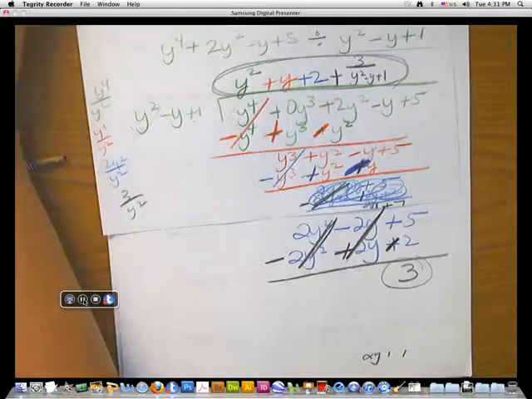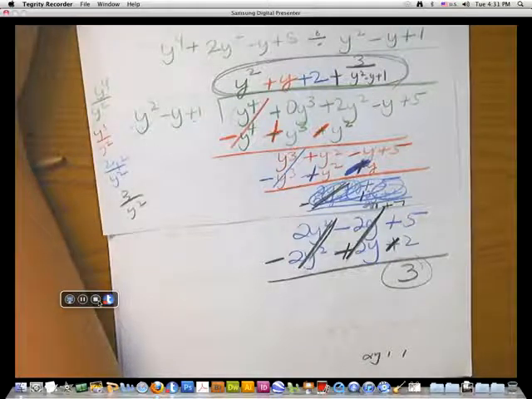Alright, so we're going to do several of these in class and get a little bit more practice with those. But that's the first part of 6.5 where we're going to solve polynomials with long division.